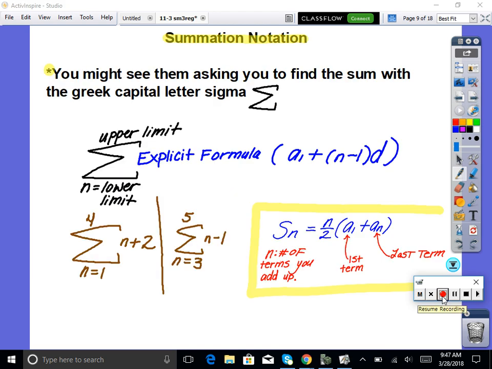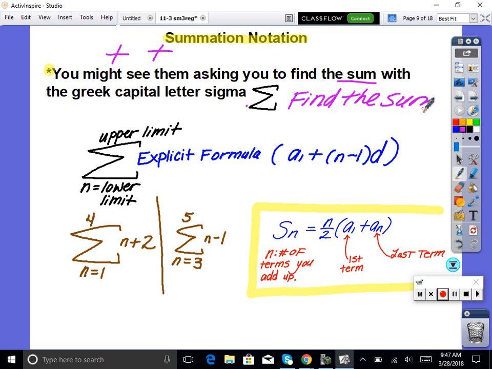Now this is a new notation for us that means the same thing that we just learned. You've got to understand where it's coming from. So we're finding sums. Sums means addition. You might see them asking you to find the sum with this Greek capital letter called sigma. This literally means find the sum. That's a sum sign. We were adding. We were finding the sum. Does everybody see? So it's a new fancy way of writing find the sum.